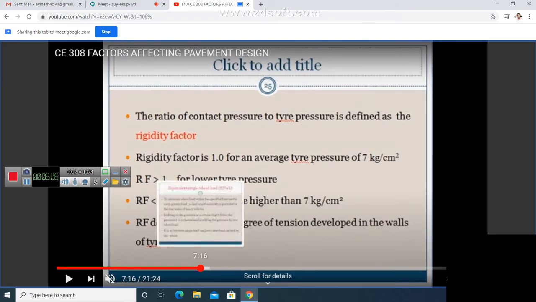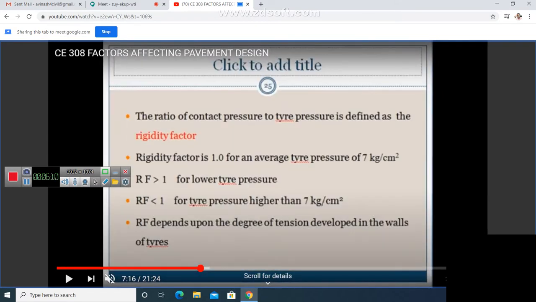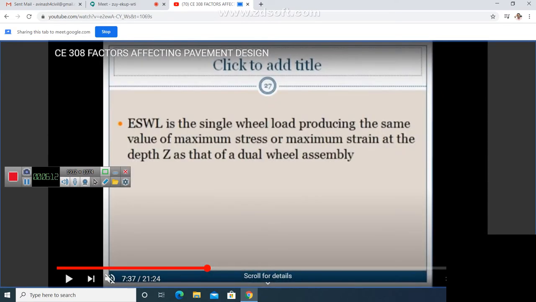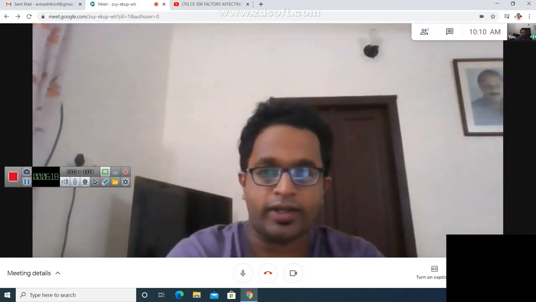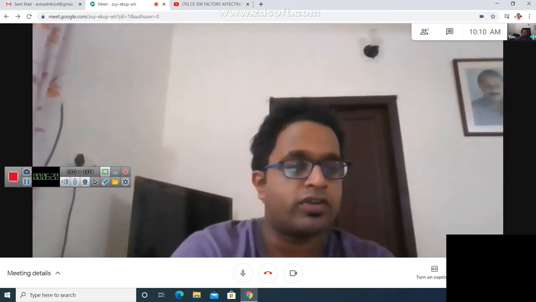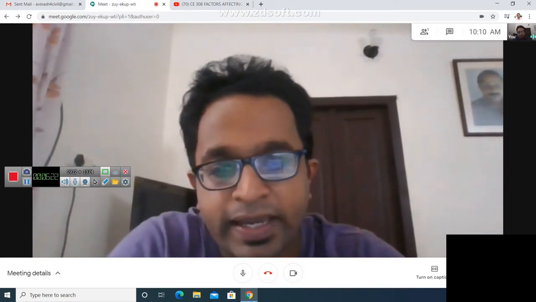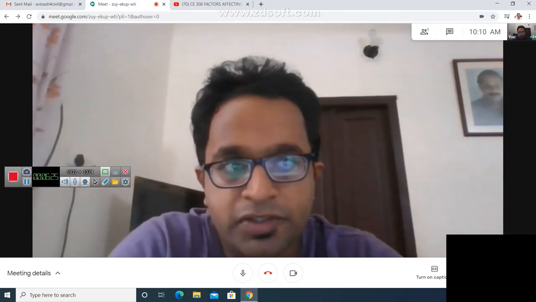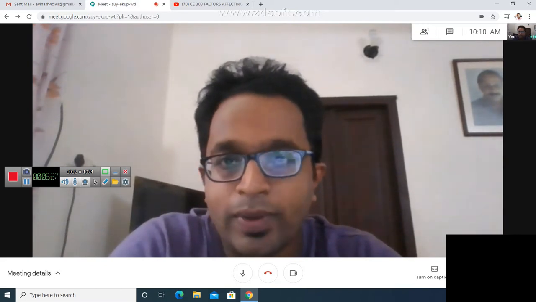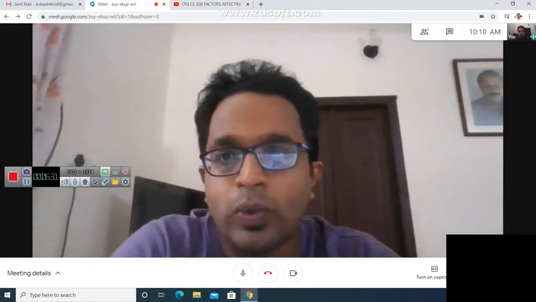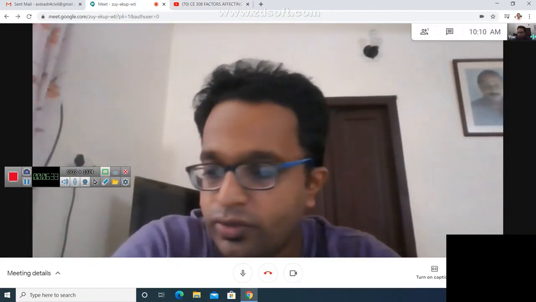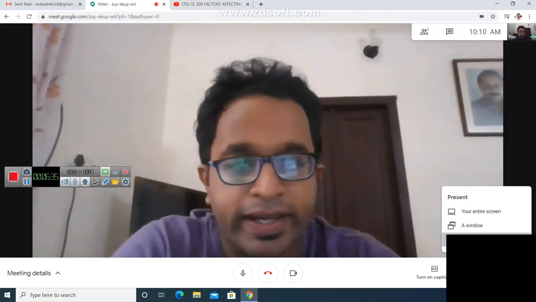Now, the next concept is the equivalent single wheel load. We have discussed the contact tire pressure and the maximum wheel load. The next important concept which we have to study is the equivalent single wheel load, or the ESWL.